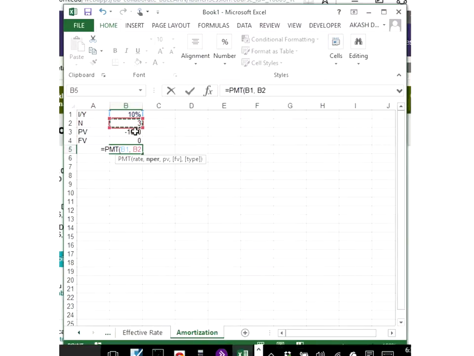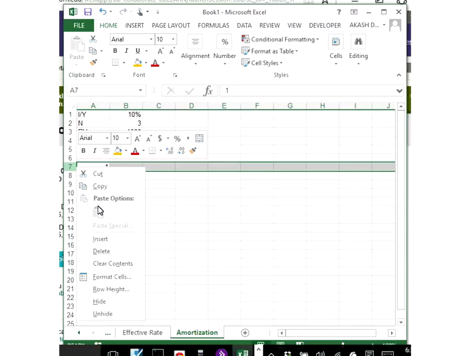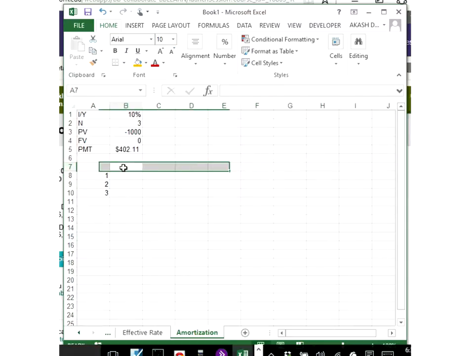So you have to calculate the payment. So this will be PMT. Rate is 10%, number of time periods 3, present value -1,000. I'm putting negative so I can get a positive future value. Future value 0, and then type 0. So that's 402.11.